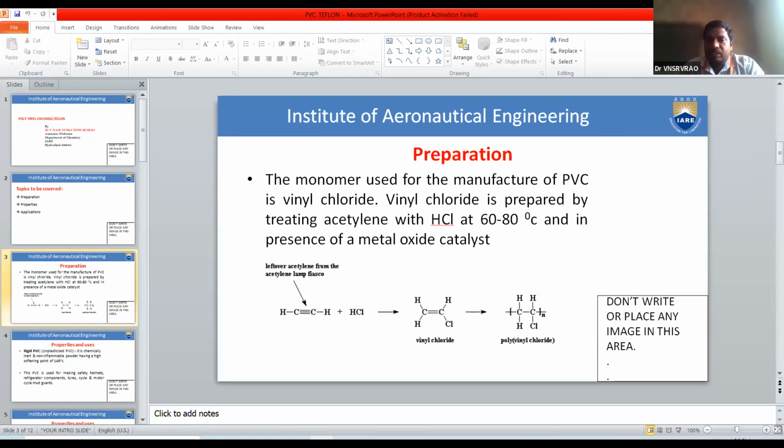Because of the nature of this unplasticized PVC, the resultant plastic is not applicable for molding purposes. It is purely a chemically inert compound, that means it should not react with any other chemical, and a non-inflammable powder having a softening point of 140 degrees centigrade.